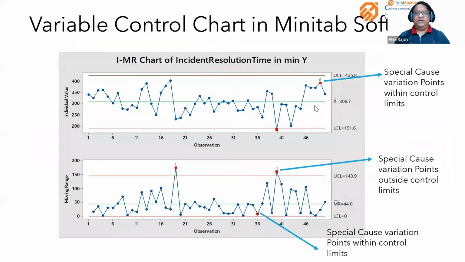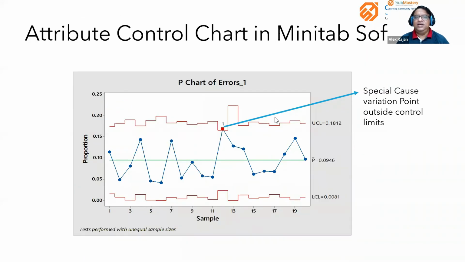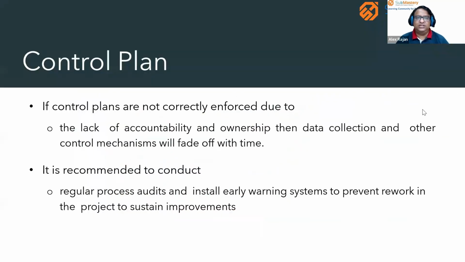So if any rule is present, then the red squares indicate the presence of special cause variations. This is how special cause variations are identified in Minitab using the software. We can see the red squares indicate the special cause variations. Similarly, this is a variable chart, an IMR chart, individual and moving range chart. Similarly, for an attribute control chart, a P chart has been shown. When a special cause is there, red squares indicate its presence.